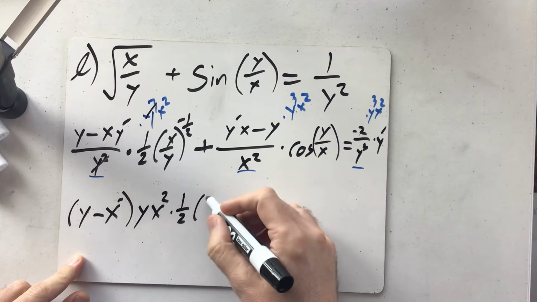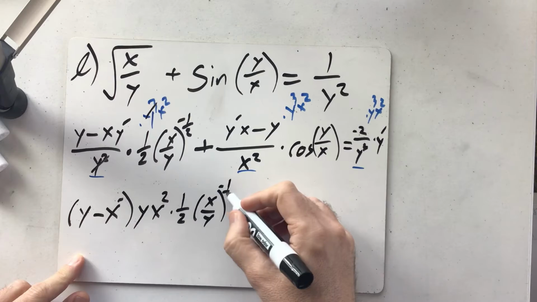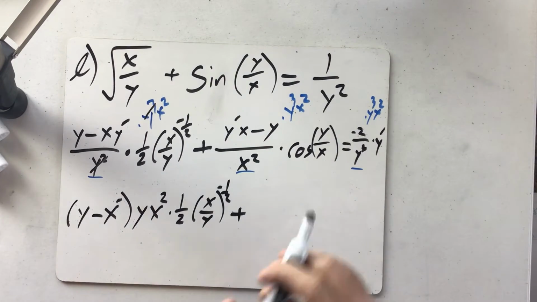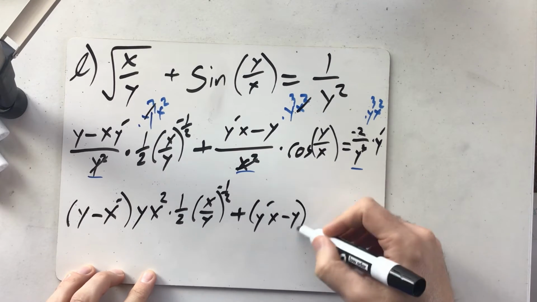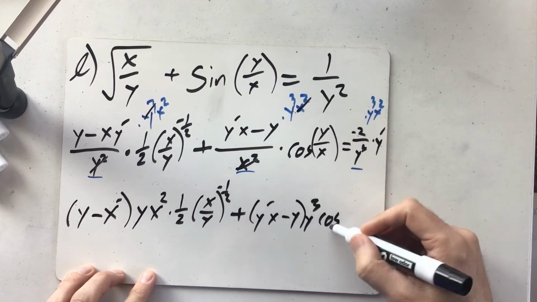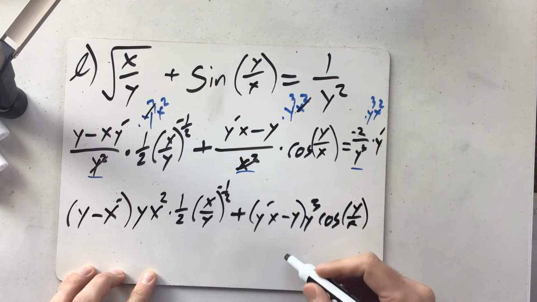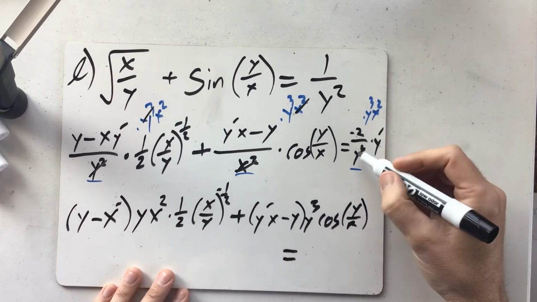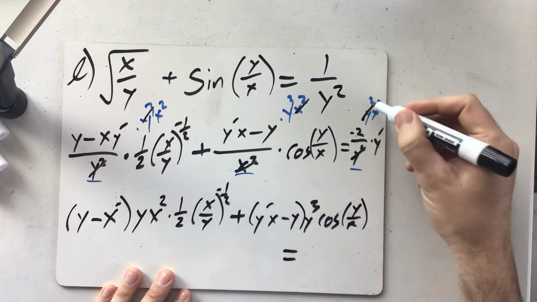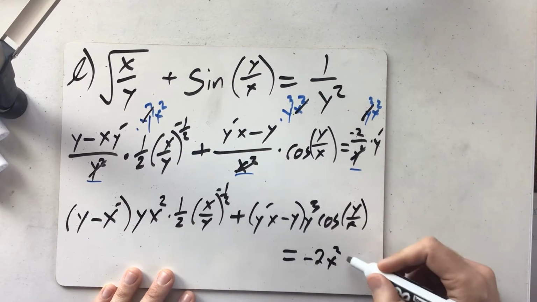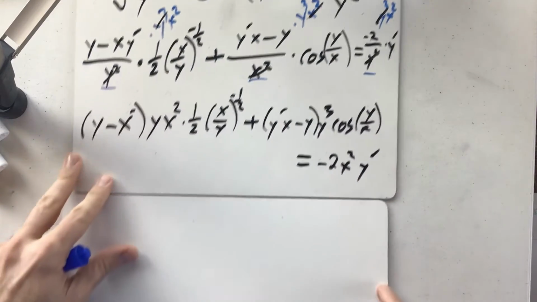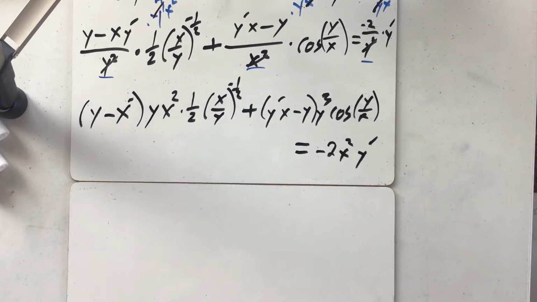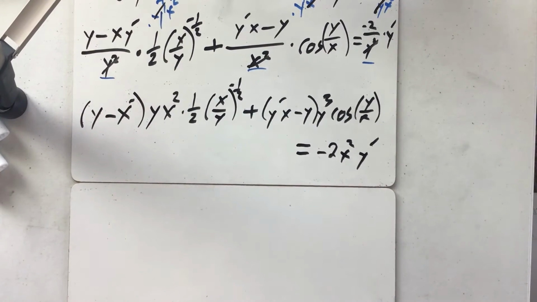And then I've got 1/2 x over y to the negative 1/2. Okay, this one, my x squareds cancel, and I've got y prime x minus y times y cubed cosine of y over x. And I ran out of space, but that's okay. And over here, my y cubes cancel, and I'm left with negative 2 x squared y prime. Okay, well, that was a little bit of a mess, but not unbearable. We can keep going.